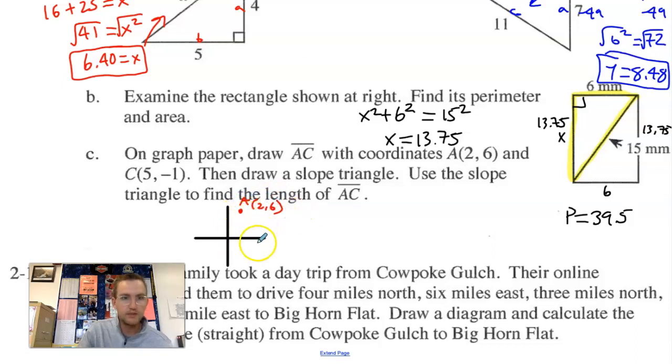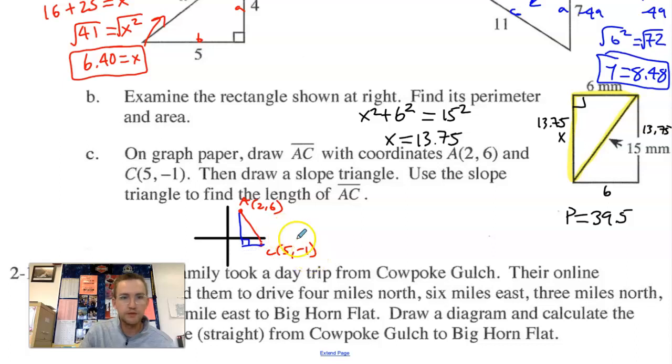And then point C would be over 5, down 1, which would be somewhere around here. So if this is C, this is 5, that's -1. Then we can connect the dots to get the line segment between those two. And then to make our slope triangle, again, that is just telling us the rise and the run between those 2 points.